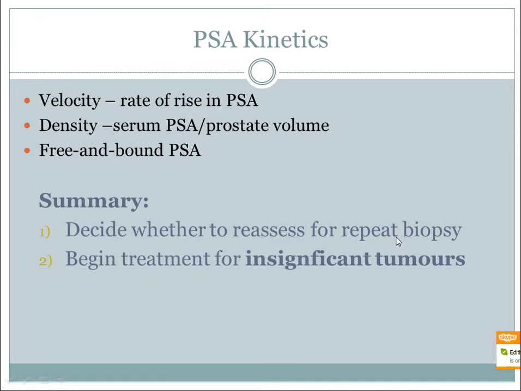For example, by looking at PSA velocity, which measures the rate of rise in PSA over a period of time, physicians can get a pretty good sense of what's happening. For example, recent studies have shown that an increase of greater than 0.75 nanograms per mil in a patient with PSA levels within the gray zone was indicative of cancer.